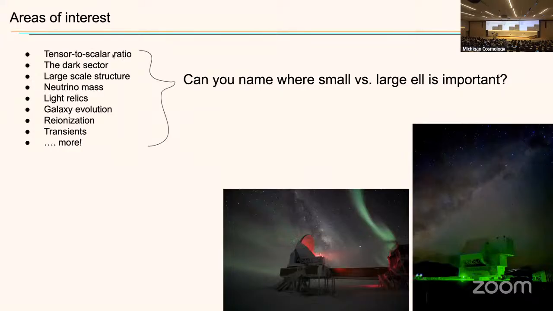Tensor to scalar ratio, we need high L or low L? L being multipole moment. Low L, yes. What about the dark sector? Yes, why high? Yeah, that's fair. So if we are starting to hone in on dark matter halos, we're going to need high resolution imagery. Yep, exactly. Large scale structure has the word large in it. So, yes.